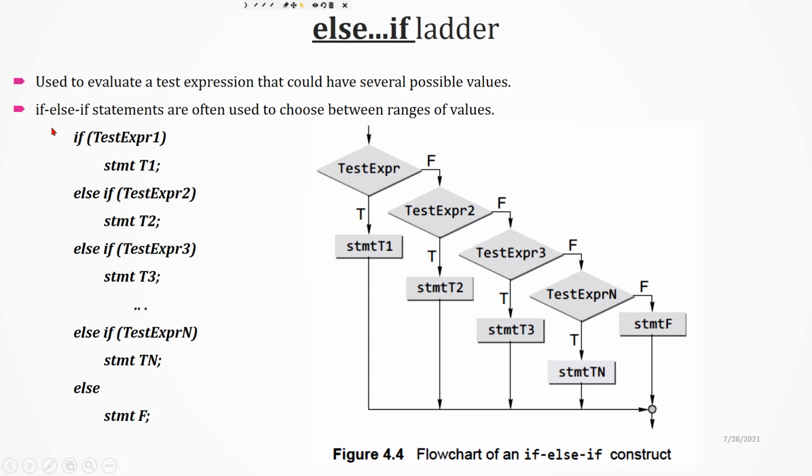So I will try to explain with the help of the syntax. First, expression 1 will be tested. If it is true, statement T1 will be executed, and remaining part will not be executed. So if it is true, no need to check the remaining part. If test expression 1 is false, then it will check expression 2. If it is true, statement T2 will be executed, and remaining statements will be skipped.